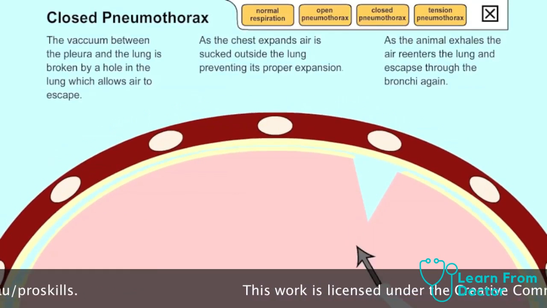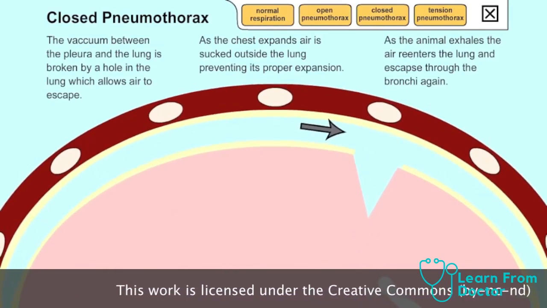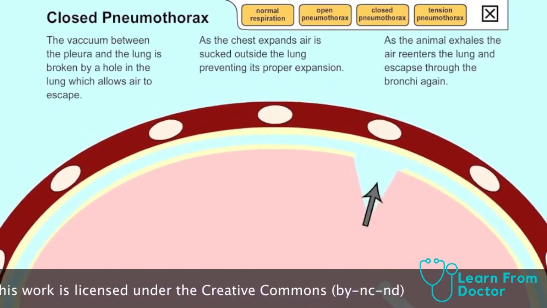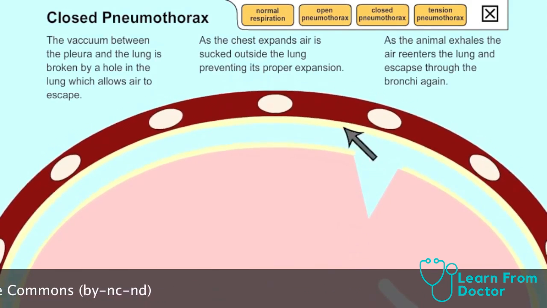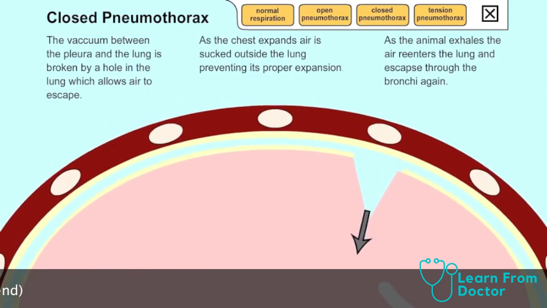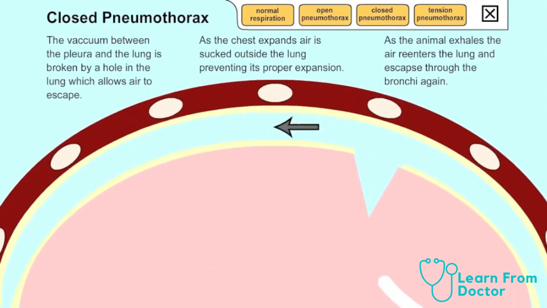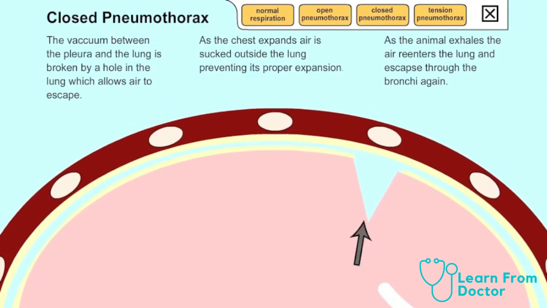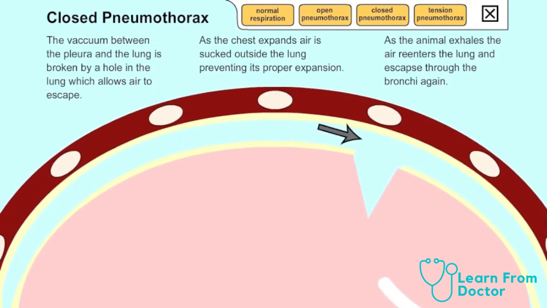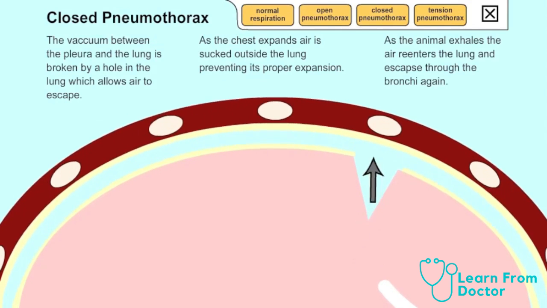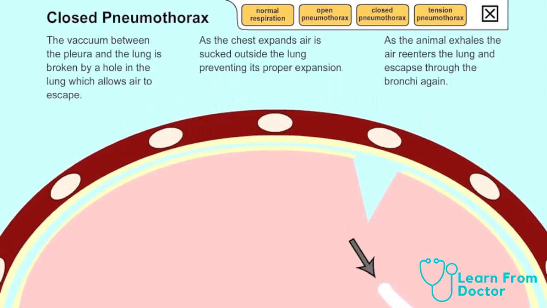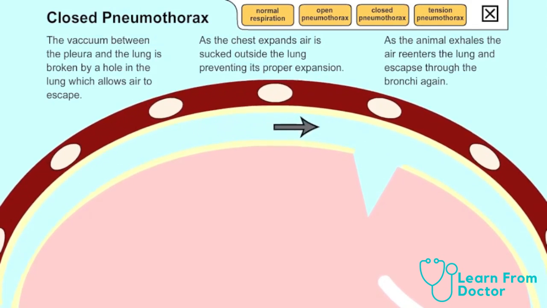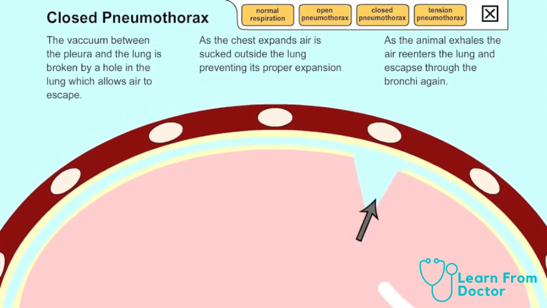In a closed pneumothorax, we do not have a wound penetrating through the chest wall. However, that vacuum within the pleura and the lung has been broken by a hole in the actual lung itself. This hole in the lung allows the air to escape. As the chest expands, air is sucked outside the lung, and this prevents its proper expansion. As the animal exhales, so breathes out, the air re-enters the lung and escapes through the bronchi again.